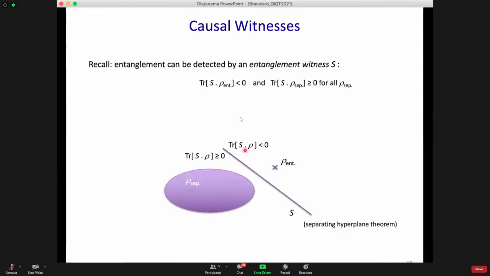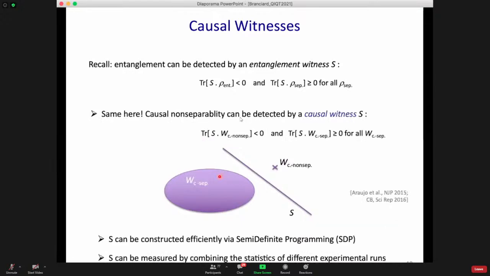And so you can use this S as an entanglement witness, because if you get a negative value, you are sure that it's not separable. All separable states are on this side, and they will give you a non-negative value. And the very same idea can be used now to define causal witnesses, to check for the causal non-separability of a process matrix. Any causally non-separable process matrix can be separated from the set of separable ones via some hyperplane.